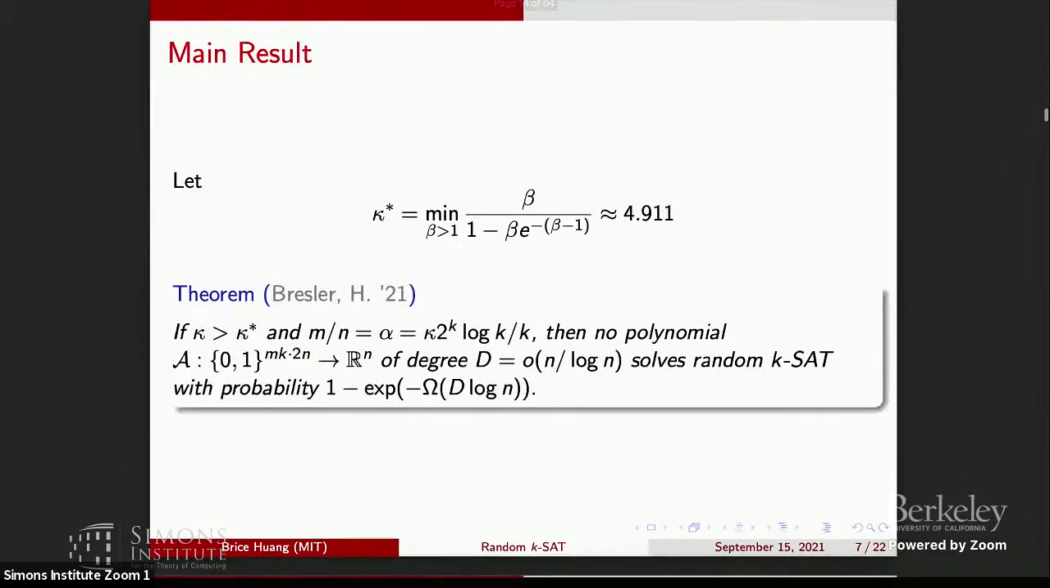We can now state our main result. We define this constant kappa star to be about 4.9. And our result is that if kappa is larger than kappa star, and we have a random k-sat instance at clause density kappa times the predicted value of alg, then no low-degree polynomial can solve this k-sat problem with a large probability that depends on the degree.